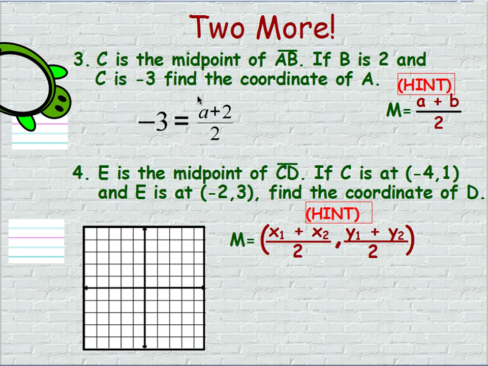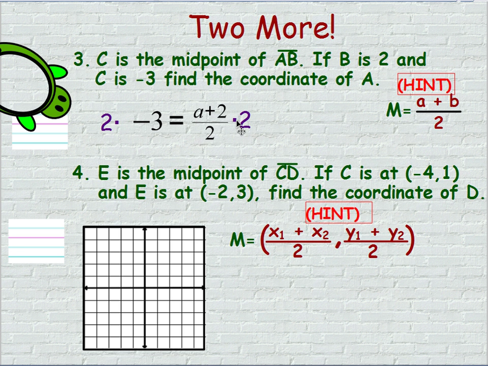To solve this, I need to find A, right? A is being added to 2, divided by 2, and it equals -3. So to go in reverse, we are going to have to multiply both sides by 2 to get rid of my denominator.